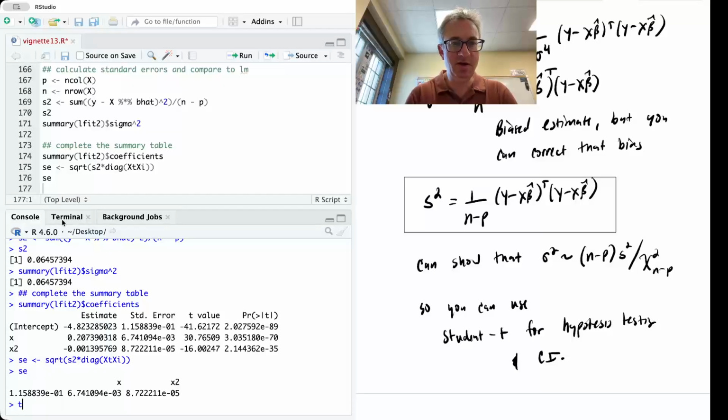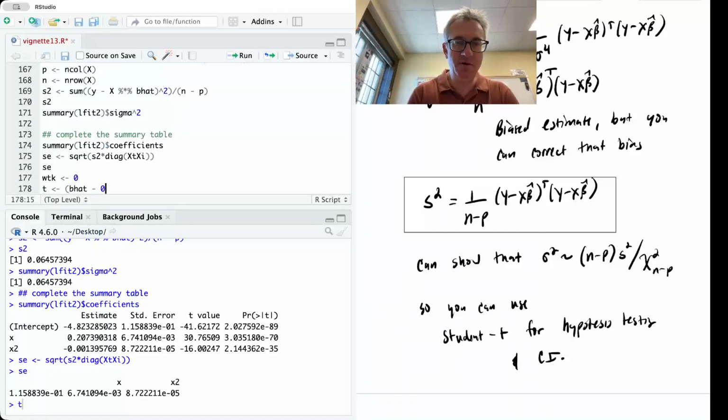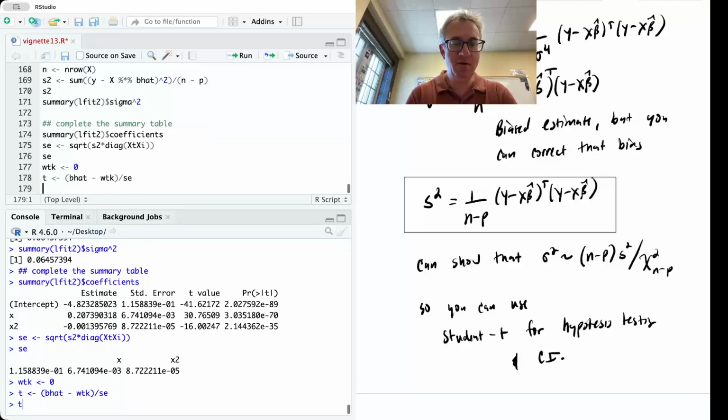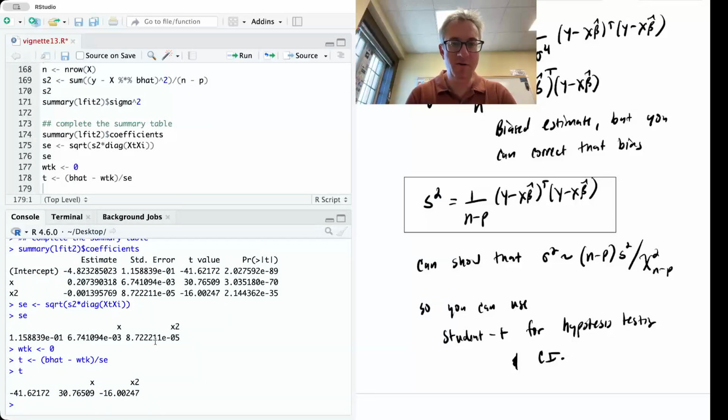My t-statistic for doing the hypothesis test is going to be the estimate minus the want to know, but the table is using the want to know of 0. If you want a different value, then you have to put a different number in here. So if I write want to know is 0, then I put want to know here, but you could put a different value other than 0, and then I divide by the standard error. Okay, and I print what those are. Those are the t-values. I call them t-stats, but R is calling them t-val, so minus 41, and then 30, and then minus 16.